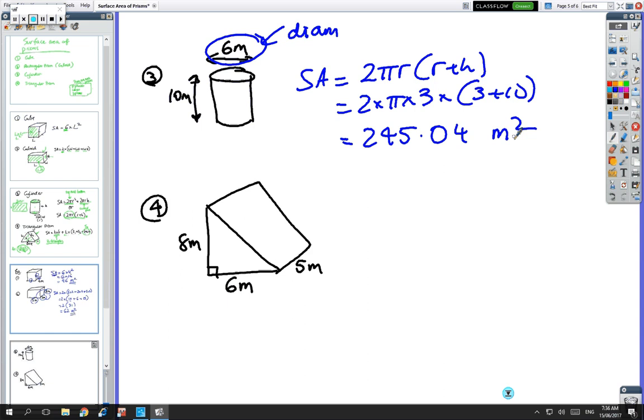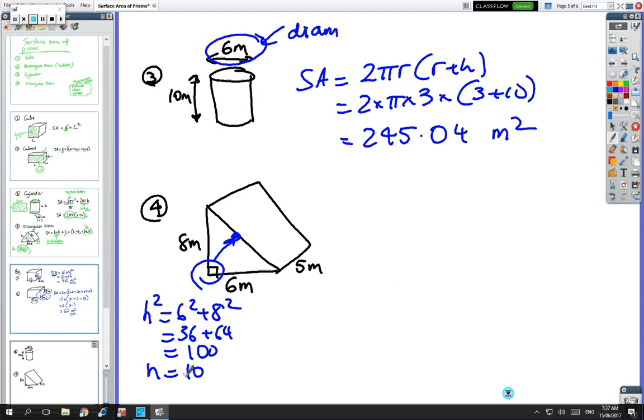Okay, triangular prism. We're missing this side, but we've got a right angle triangle. And so this is the hypotenuse. So hypotenuse squared equals 6 squared plus 8 squared. Again, you might recognize it as a Pythagorean triad, because the height, that distance there, is 10 for the hypotenuse.